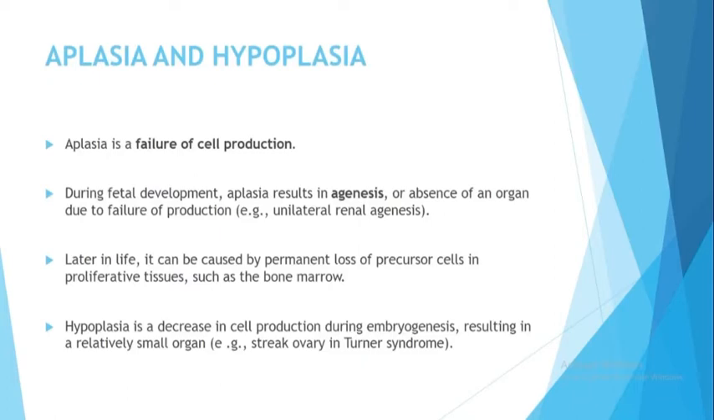Later in life, aplasia can occur as well, and it can be caused by permanent loss of precursor cells in proliferative tissue, such as the bone marrow. We have a virus that is called B19 virus, and this virus can damage the hematopoietic stem cells that are present in the bone marrow, and it can cause a condition called bone marrow aplasia. So this is aplasia. Hypoplasia is a decrease in cell production during embryogenesis, and it results in a relatively small organ like the streak ovary in Turner syndrome.